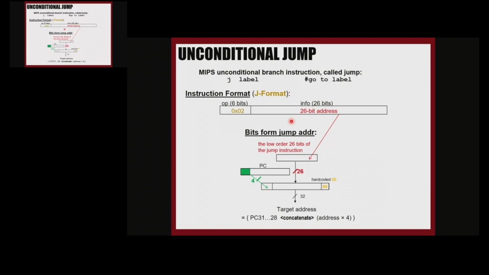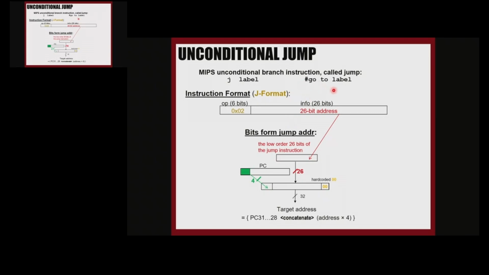It's a pretty large number. It can cover from -2 to the 25 to +2 to the 25 minus 1. That's a pretty large number. I highly doubt that anyone can have a code that's that big. Okay? And if you do, then you don't really want to run it on a MIPS processor. Just use another processor for that. Okay?